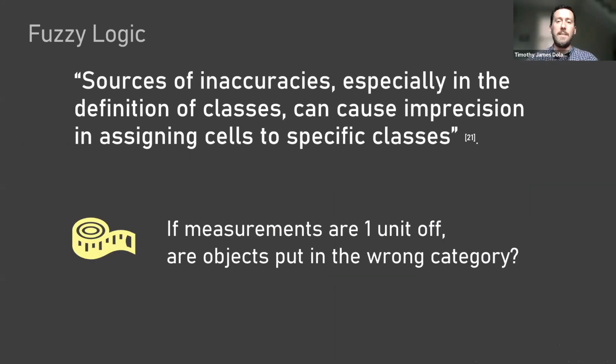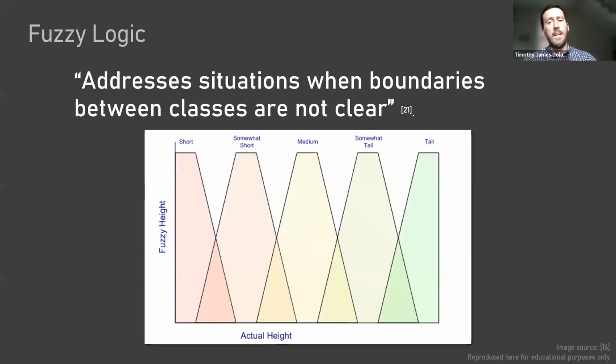Well, let's take this inaccurate data and assign values to specific classes, such as 1 to 10, 11 to 20, and 21 to 30. If your measurements are all 1 unit off, will you classify objects incorrectly? And are these classes even appropriate for the analysis at hand? Finally, fuzzy logic addresses situations when boundaries between classes are not clear. Think height. Most of us can come up with measurements for when we would describe someone as short or tall, but these become more subjective when introducing classes with modifiers, like somewhat short or kind of tall, and even more so when asking someone else to do this on our behalf.